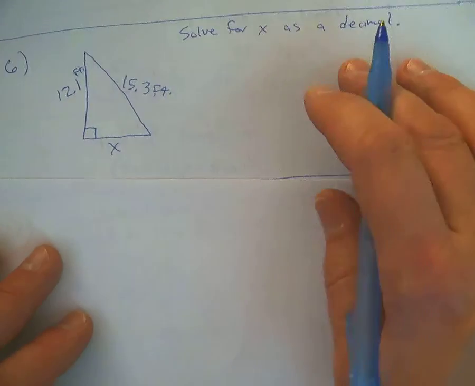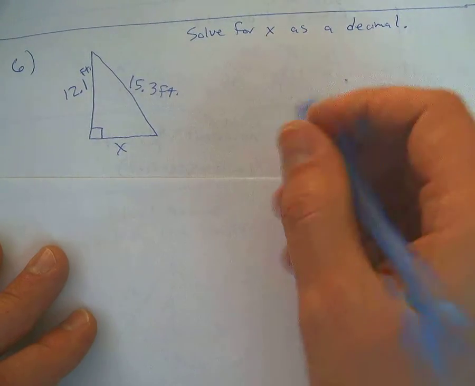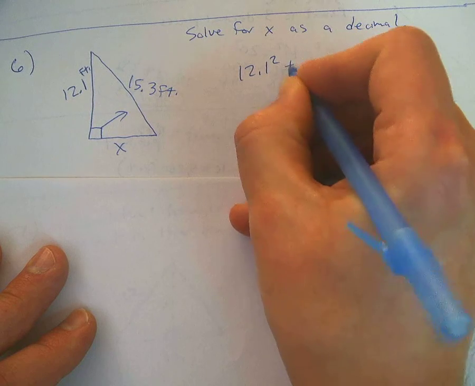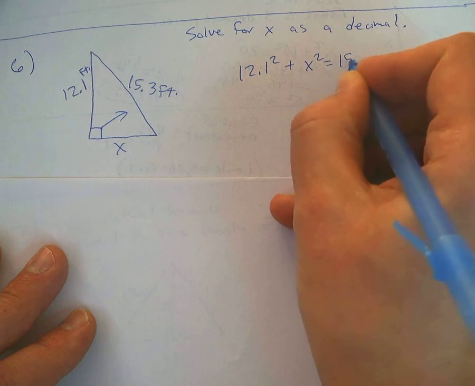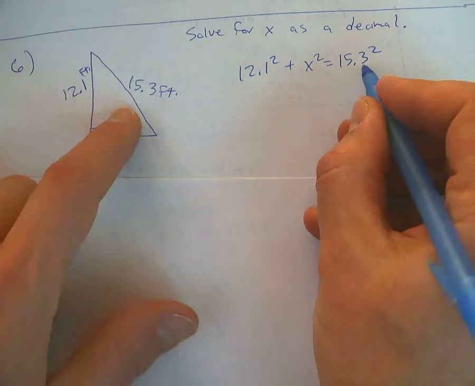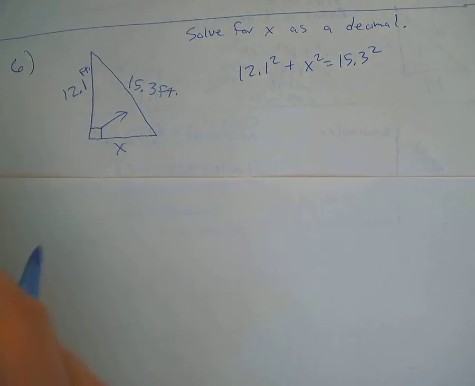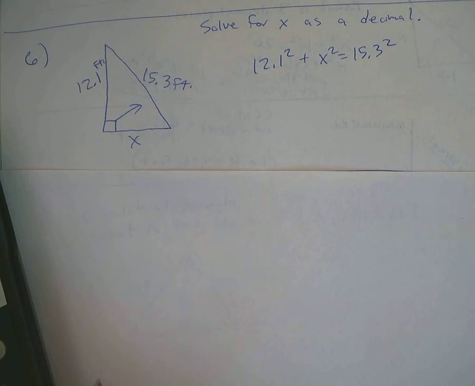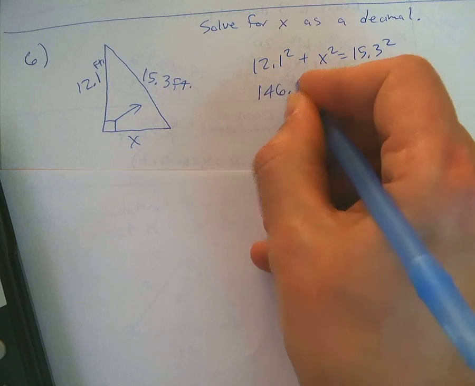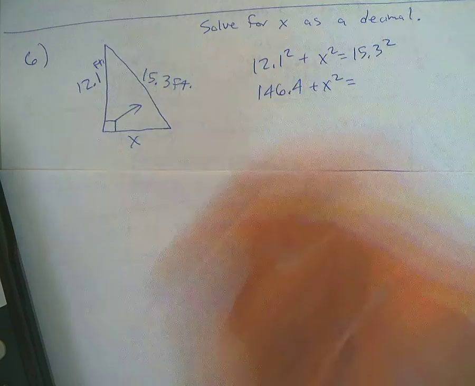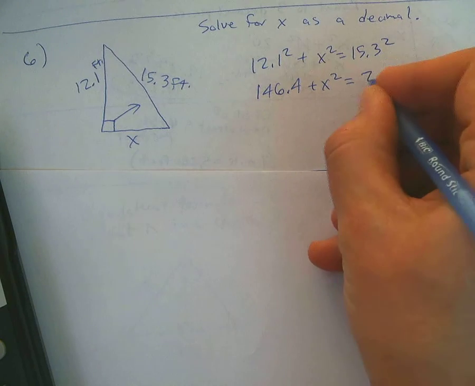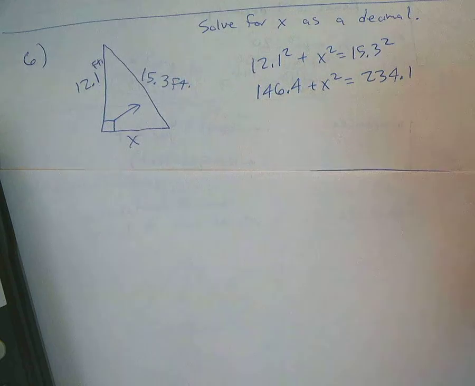All right, now let's solve this. Put the answer as a decimal. So again, here we have 12.1 squared plus x squared equals 15.3 squared. Okay, notice the hypotenuse is by itself. So I have to figure that out. 12.1 squared is going to be 146.4, to the nearest tenth. And 15.3 squared is going to be 234.1, to the nearest tenth.